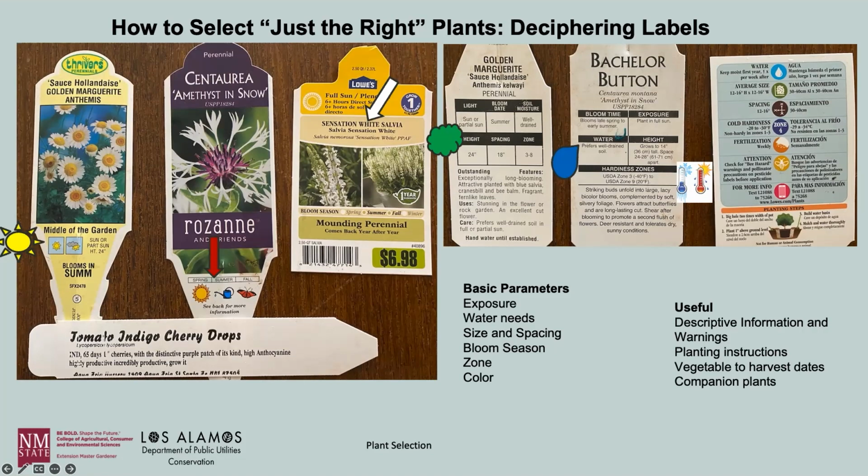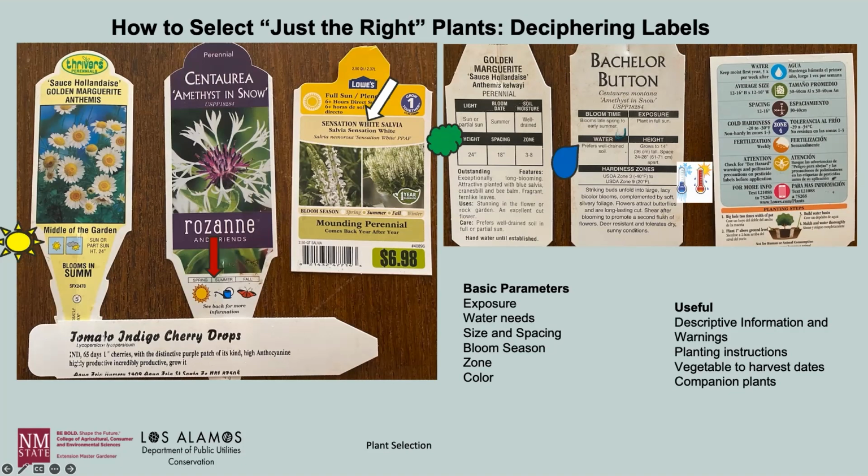If it's a vegetable, it will tell you how long you have to wait till you can actually eat what you planted. But the one thing that is missing from most labels and is really important for us is whether or not this plant is tolerant of alkaline soils. Because most of the pHs, I think we talked about that last week, the pH of most of our soils here is sitting somewhere around 8.